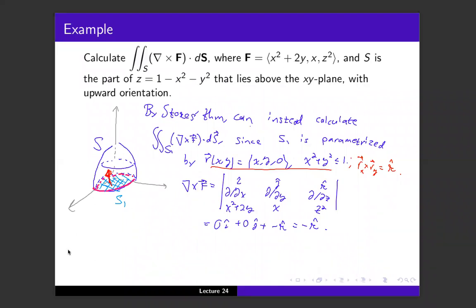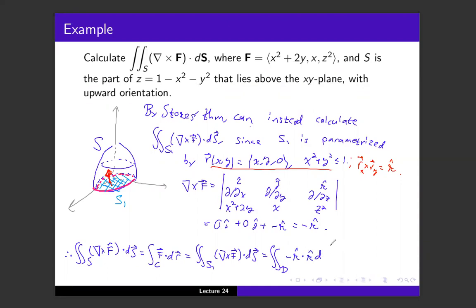So what that implies is that, just to be really explicit here, the integral over S of the curl dot dS would be the integral over the boundary curve, but it's also the double integral over the much simpler surface S1. Which in this case we can see that dot product, it's the double integral over your domain D, which is the same thing as S1, in fact, of negative k dotted with k dA. Or in other words, negative area of D, or negative pi.